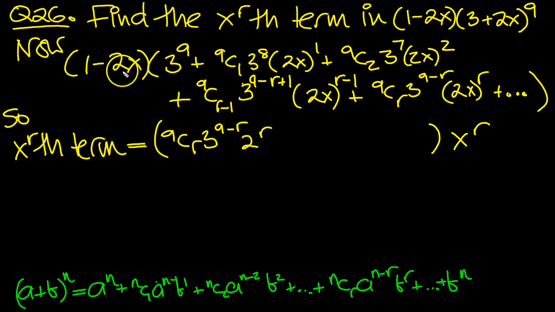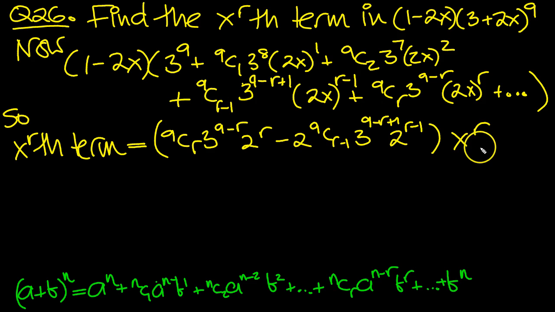The other term that comes out is a minus 2 lots of this term here. So minus 2, 9C(r minus 1), 3 to the 9 minus r plus 1, times 2 to the r minus 1. We had a 2 there as well, didn't we? So that's what we get, and that would be times x to the r, because we got an r minus 1 power, and a 1. When you times them, you get the x to the rth power. So that's it. We could simplify that, but to all intents and purposes, that's the x to the rth term.